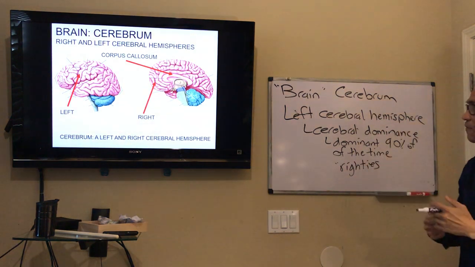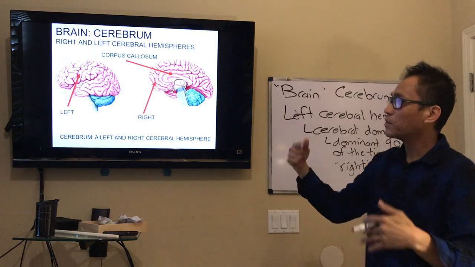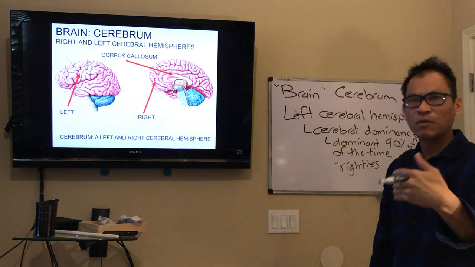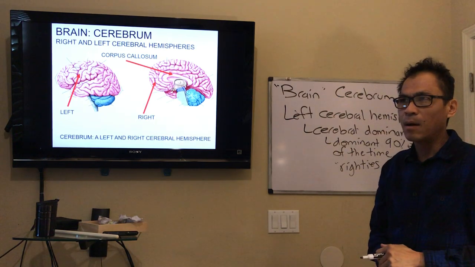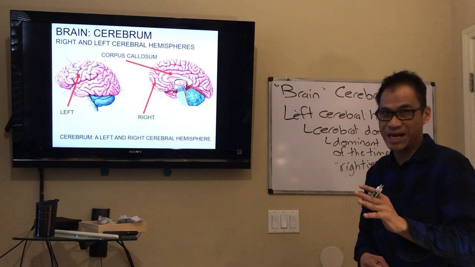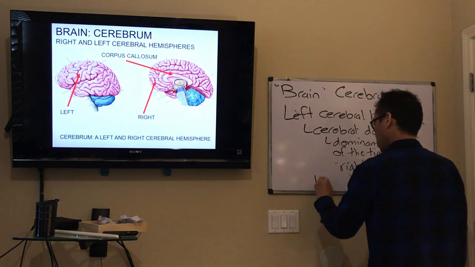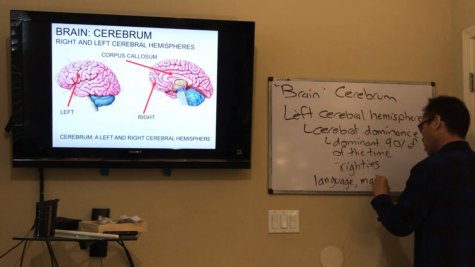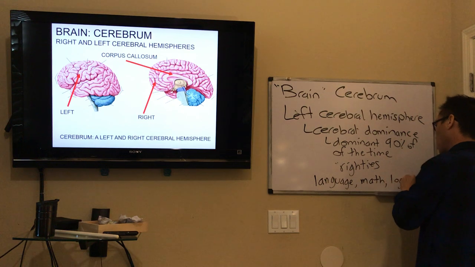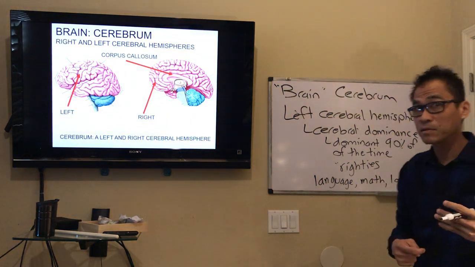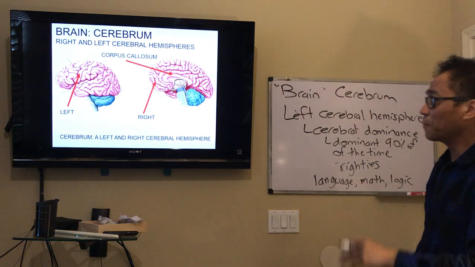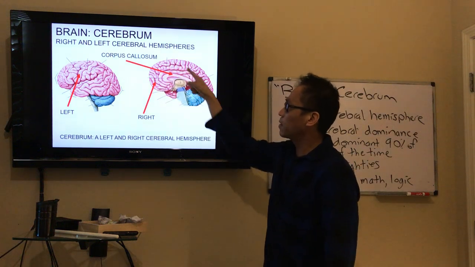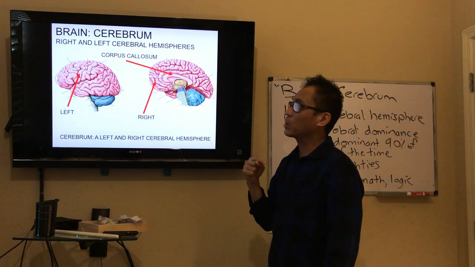Now, it turns out there's a division of labor between the left and right hemisphere. The left one is for language. Math and logic tend to be the tasks for the left brain. So basically, your left brain speaks. If we cut the brain in half, right down the middle, then you can see the other half, the right cerebral hemisphere.